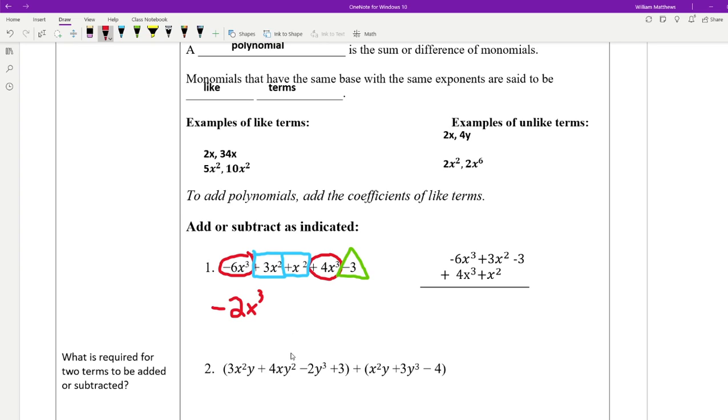Now we can move on to the next power, the next set of like terms, which is 3x squared and x squared. The 3 plus the 1 coefficient adds up to equal 4 for the coefficient of our x squared terms. This will be properly read as 4x squared. And then our last piece, our constant, which should always go at the end, at the last part, is just a -3.